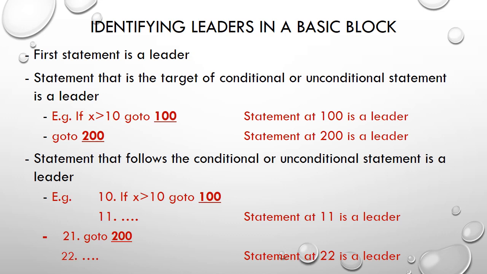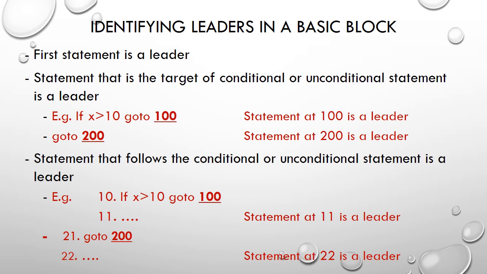For example, if I am saying that if x is greater than 10, go to 100. So go to 100 means 100 is a label. So the statement at label number 100 is a leader. There is an unconditional jump, for example, go to 200. So we have to move to label number 200. So the statement written at label 200 is a leader. So any target of either a conditional jump or an unconditional jump will certainly be a leader.